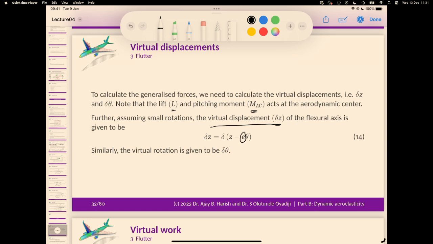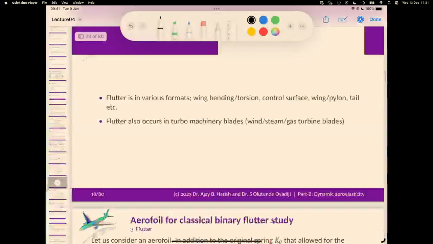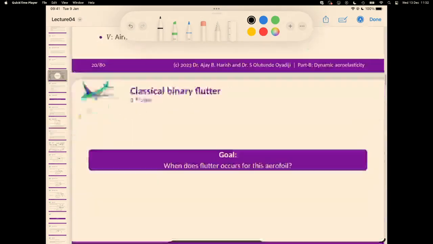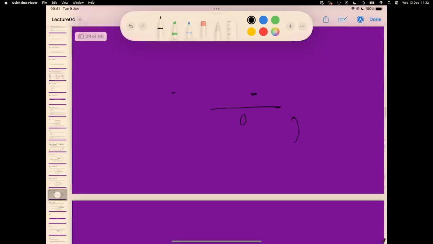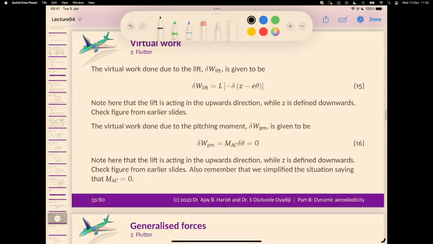Because theta is acting in the counterclockwise direction, and z positive is in the downward direction, I can say the net change is z minus e times theta. That's essentially my change in the displacement of the flexural axis. That gives me a virtual displacement, and eventually we are able to get our virtual work.